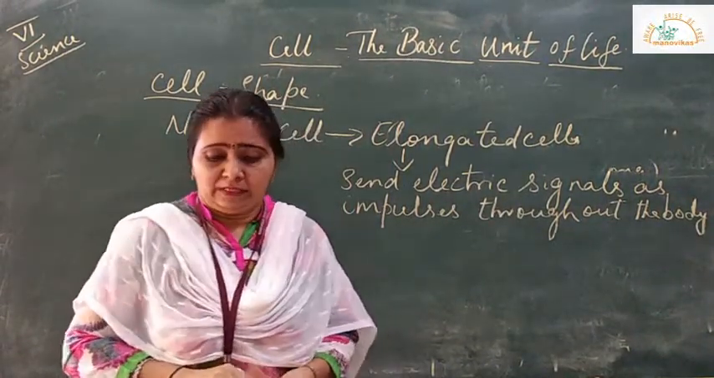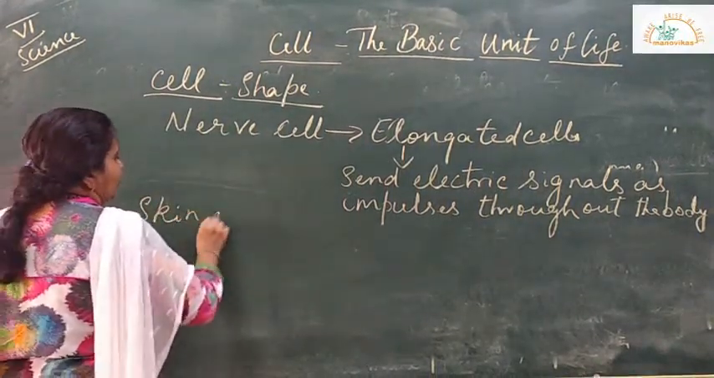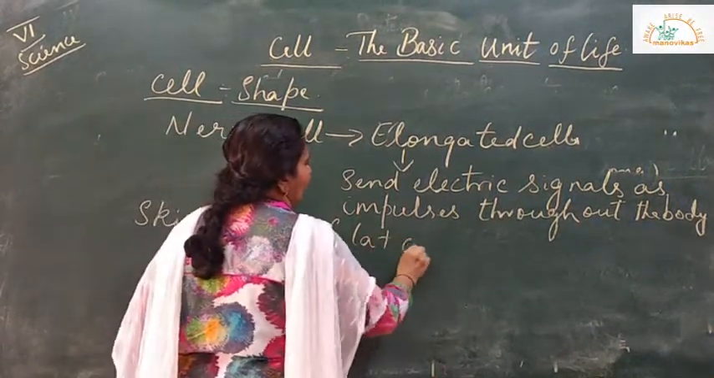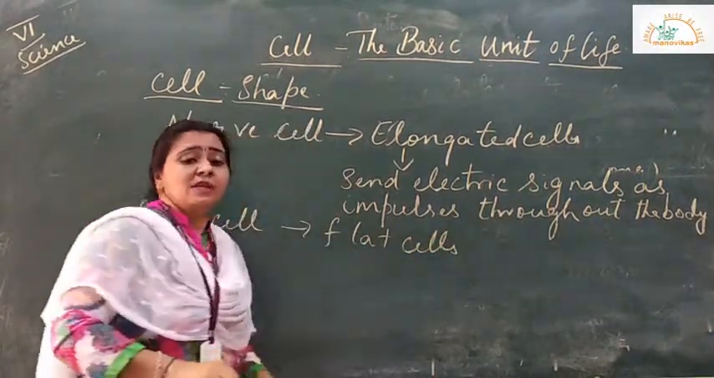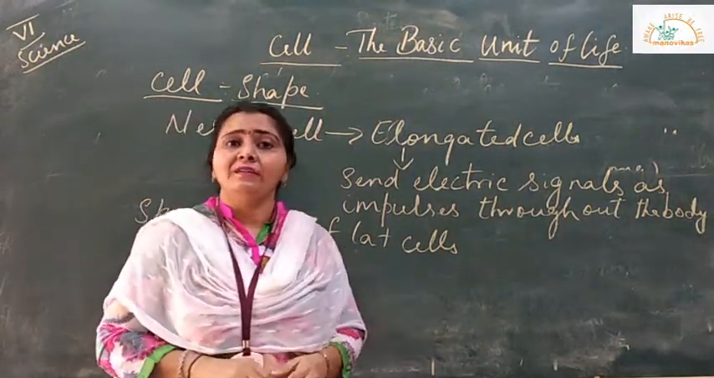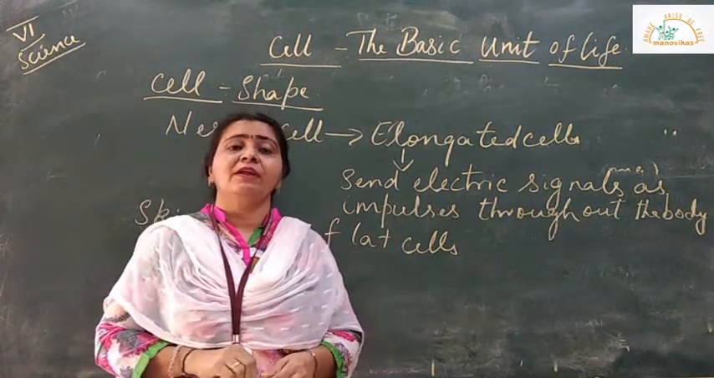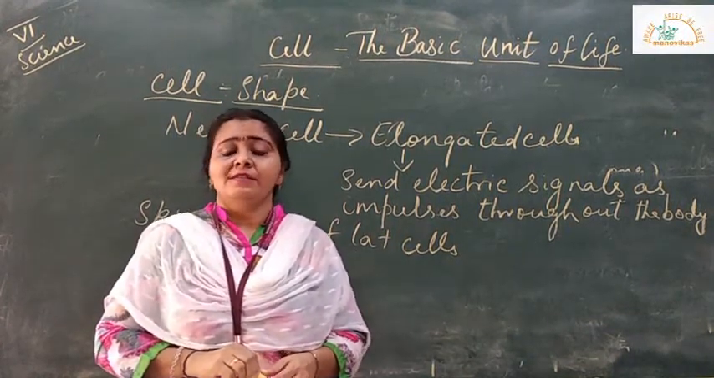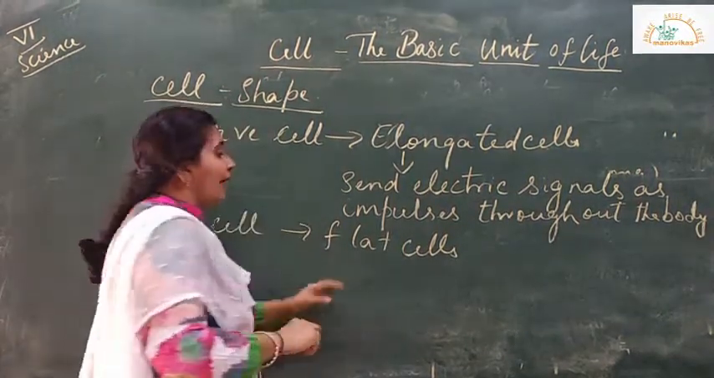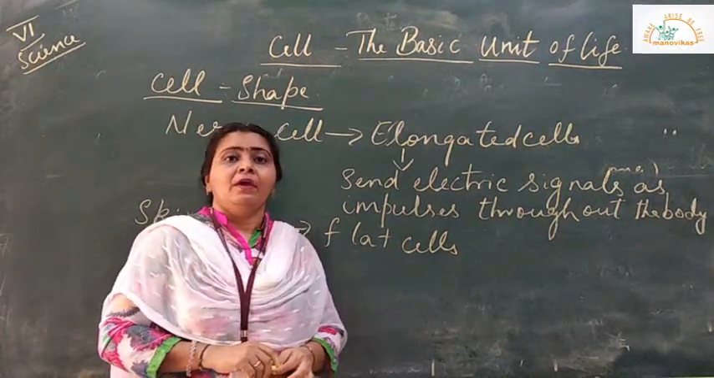Now the skin, that is skin cells. Skin cells are usually flat, so that they can act as a barrier, as a protective covering. So that is the main function of skin cells. Skin cells are flat cells and they act as a barrier, as a protective cover.